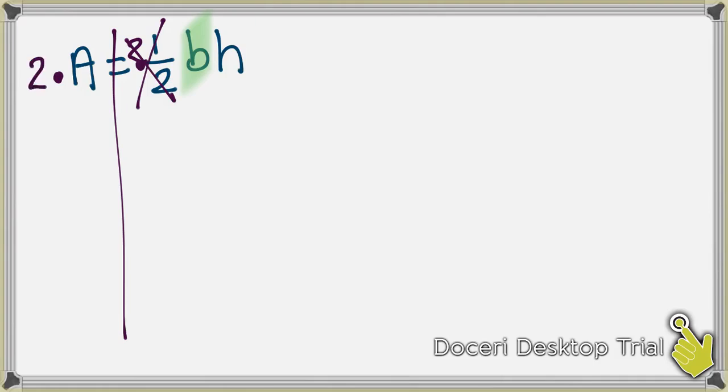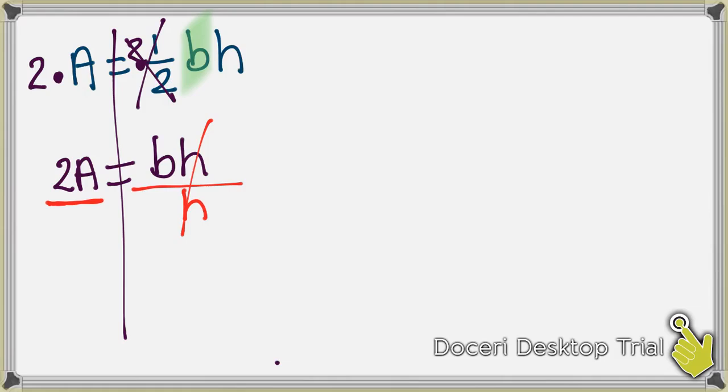Let me rewrite what I have now. 2 times A is 2A. I don't need to put that multiply sign. Equals, now I'm left with BH. Again, we're solving for B. So B is being multiplied by H, so we'll do the opposite of multiplying by H, which is dividing by H, and I'll divide all of it by H. So you get B is equal to 2A over H.